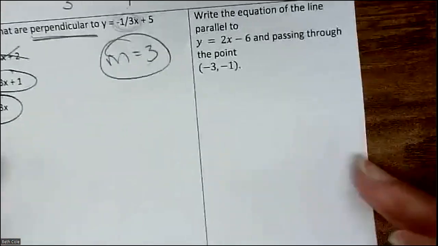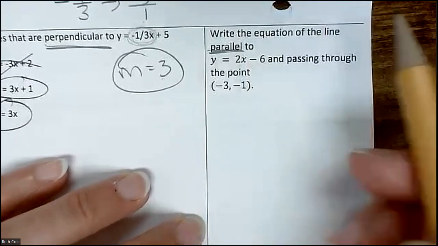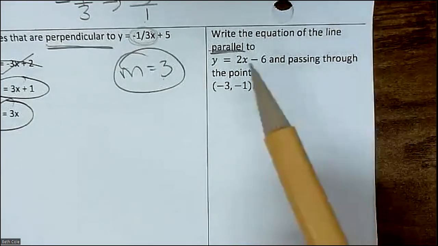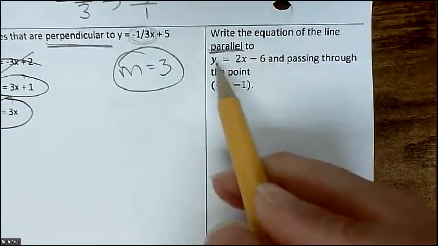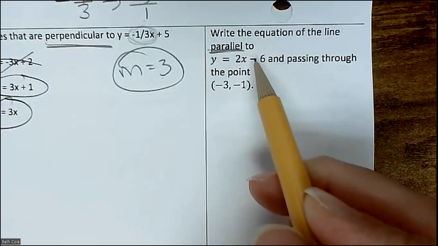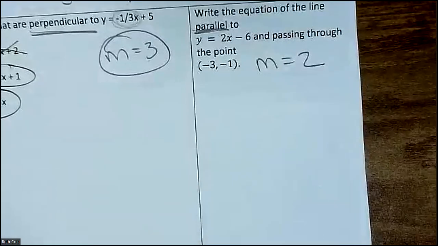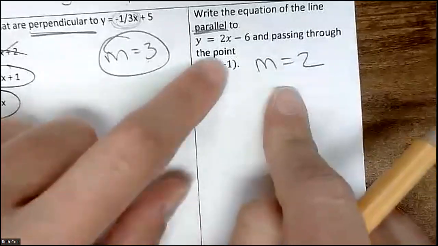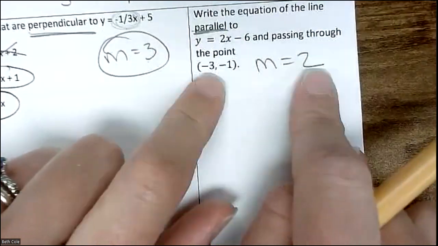All right. Now we have 2 more problems here. Write the equation parallel. What does parallel mean about the slopes? It means they don't intersect, but it means the slopes are the same. What is the slope of this line? Slope is 2. That means we also want a slope of 2. Can you write this down with me? M equals 2. Slope is 2. This is your point and this is your slope. You have all the ingredients. You're going to put them together.